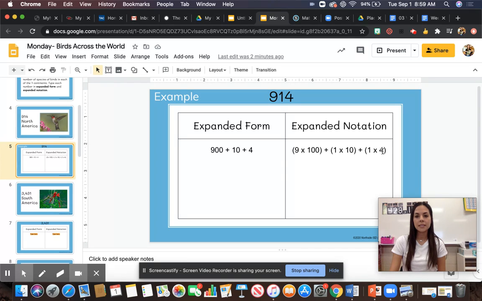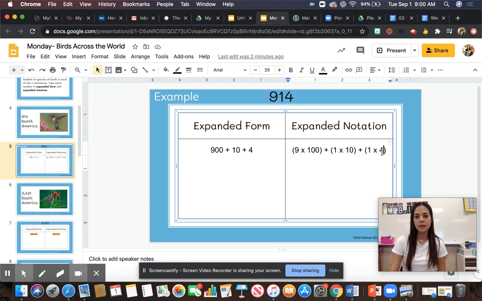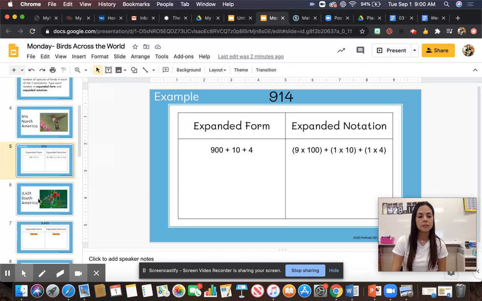So this one is backwards. It should say 4 times 1, okay? 4 groups of 1, all right? Now we're going to do one together.